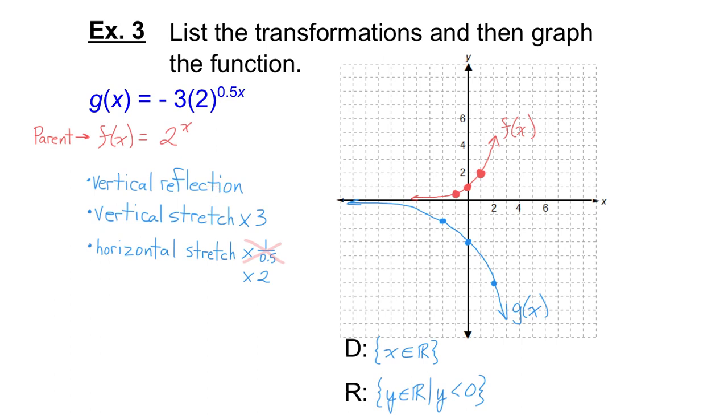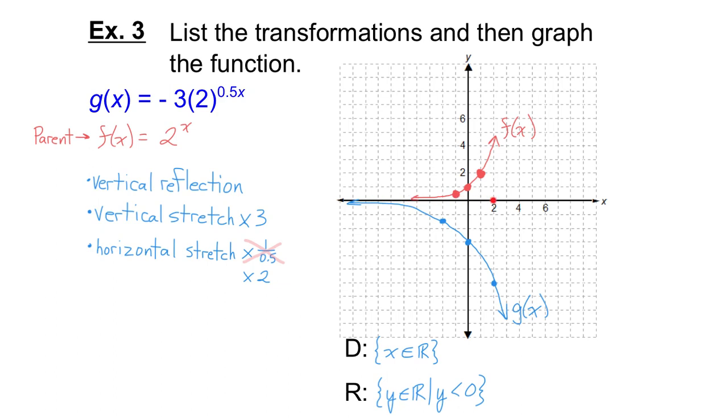So when I apply these 3 different transformations to my parent function, I end up with a graph that looks like this. I'll walk you through how I transformed this point just so you can see it. The y value is 2. A vertical reflection would bring it to negative 2. A vertical stretch times 3 would multiply that negative 2 by 3, which makes it a negative 6. And then a horizontal stretch times 2. Well, horizontal values are my x values. My x value right now is 1 times 2 is 2. So this point transformed into this point.